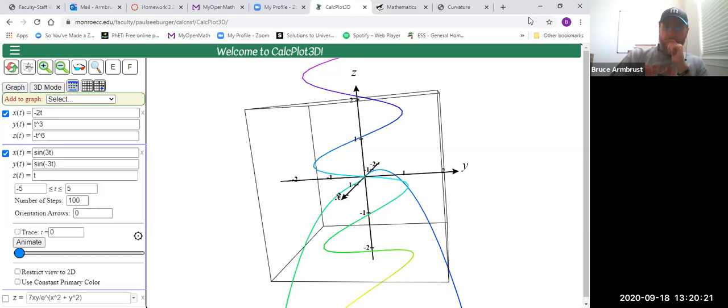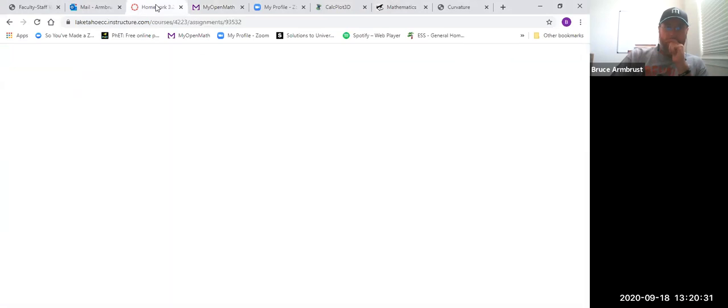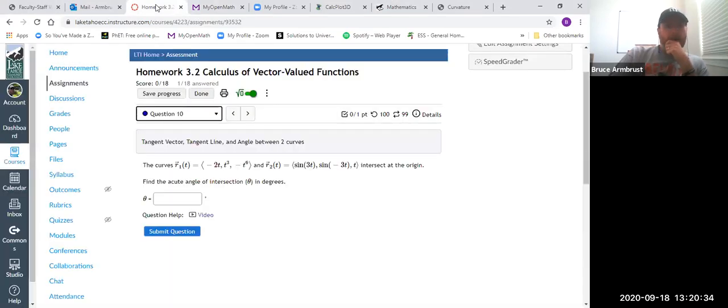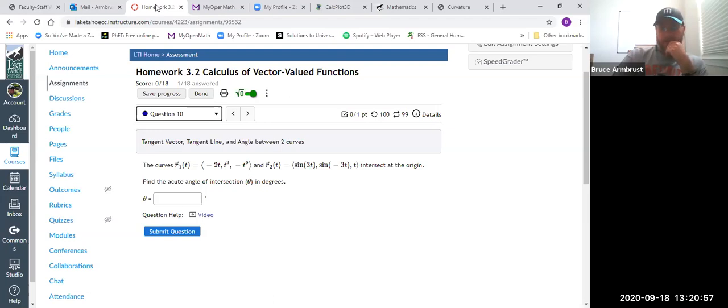So now, let's go back to my open math. No, sorry, wrong page. This homework. All right, so we want to find the acute angle of intersection. So we're going to use the dot product. But we're not going to dot R1 and R2. We're going to dot R1 prime and R2 prime. Right, we're going to dot the derivatives.